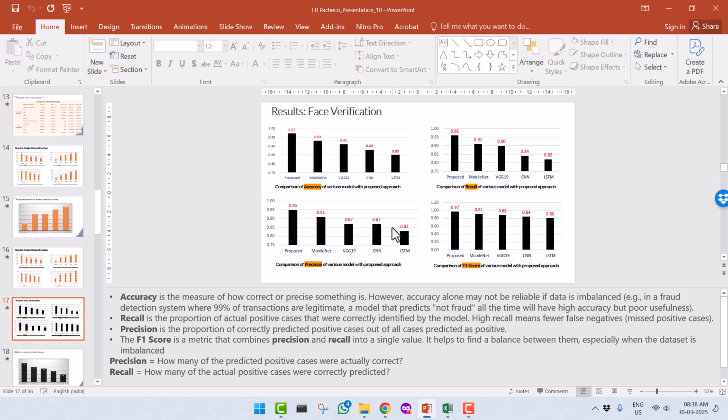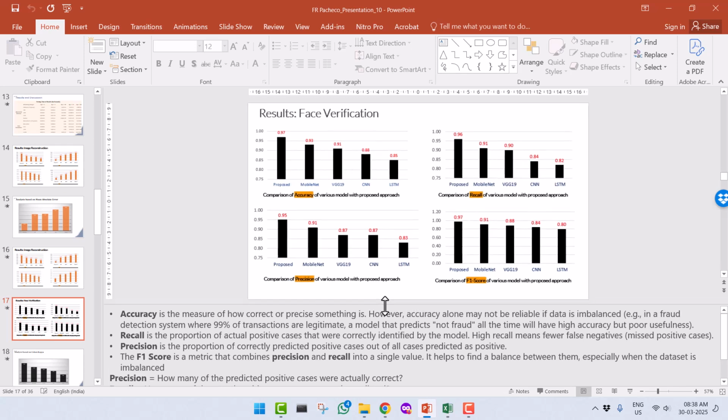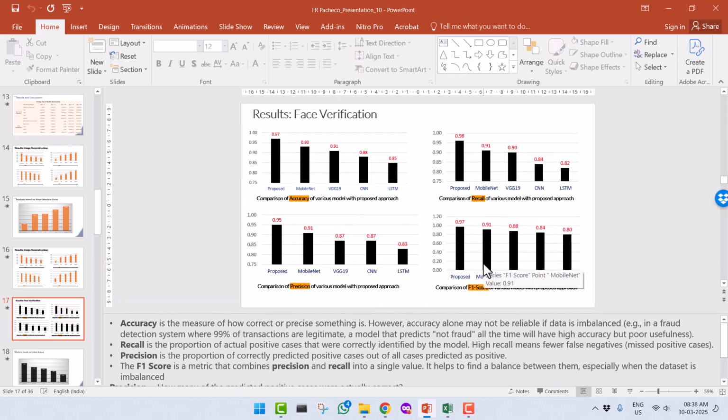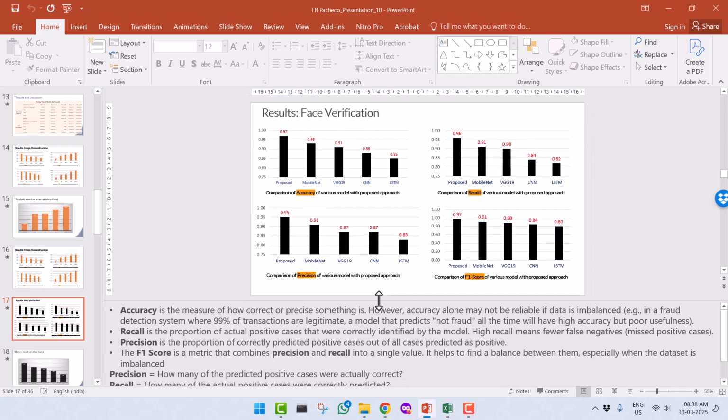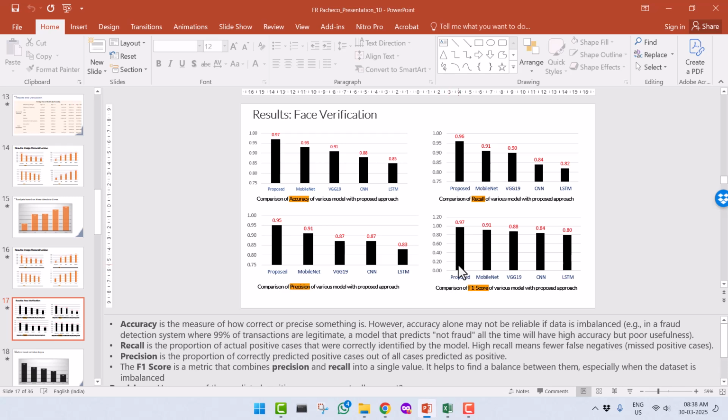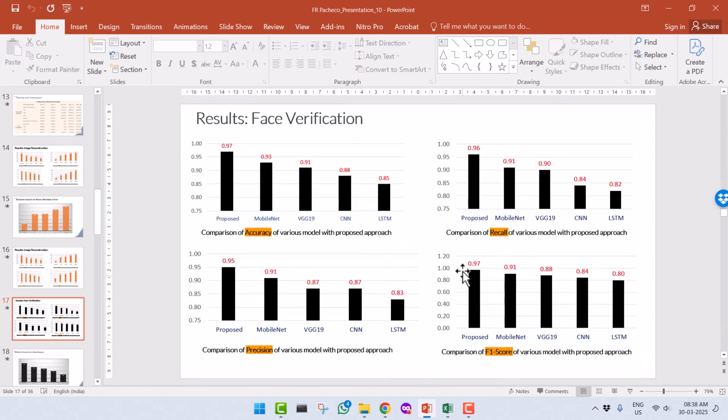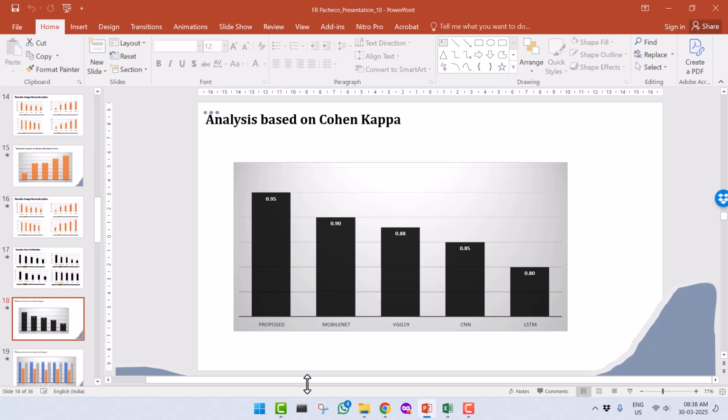Still, when the data set is imbalanced, a good measure for judging the quality of a model is the F1 score. It utilizes precision and recall, and it gives us a balanced value. It combines both values, and it is good when the data set is imbalanced. F1 score is one of the most popular scores for assessing model quality. As you can see, our model has the highest F1 score of 0.97 compared to all four other models.